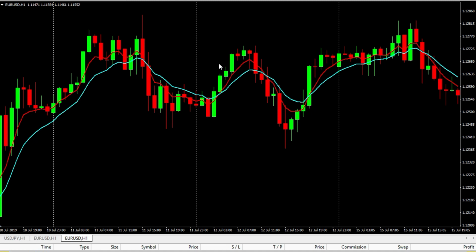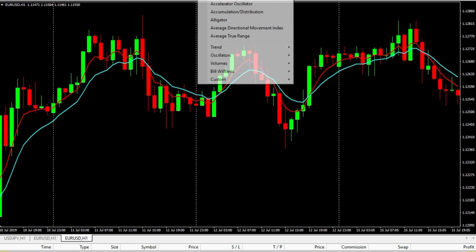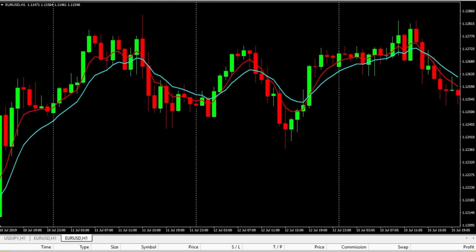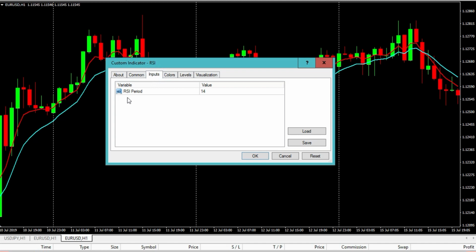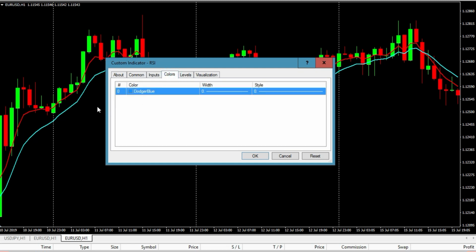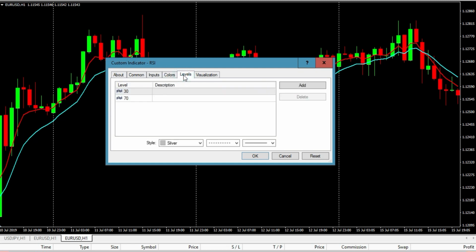Now, using just the moving averages on their own is not enough. We need a secondary indicator, so I'm going to use one called RSI. In the inputs, RSI period 14, color Dodger blue, and you add level 50 to it and color it yellow.